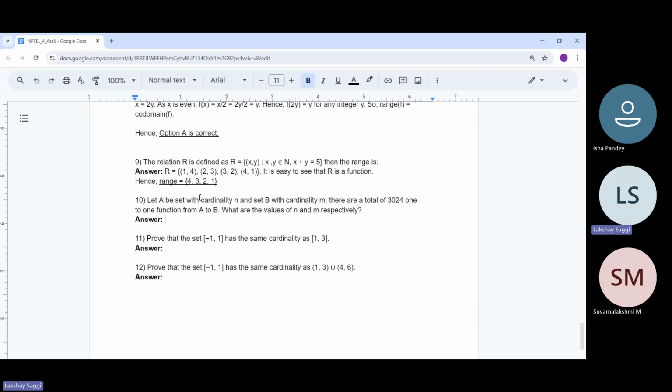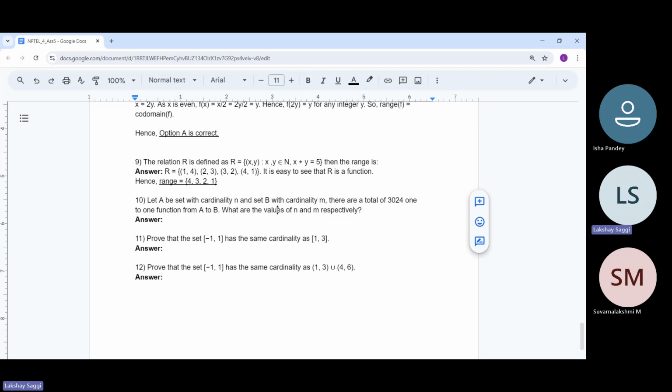So the 10th question says that let A be a set with cardinality n and B be a set with cardinality m, and there are a total of 3024 functions from A to B. Then what are the values of n and m respectively? So we are given that there are a total of 3024 functions from A to B, and now we need to find out these values of n and m.